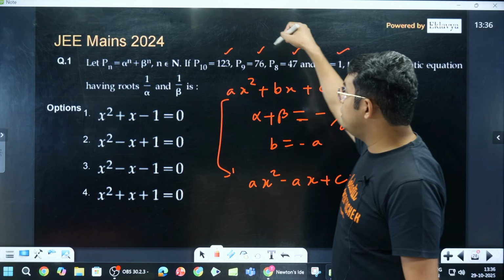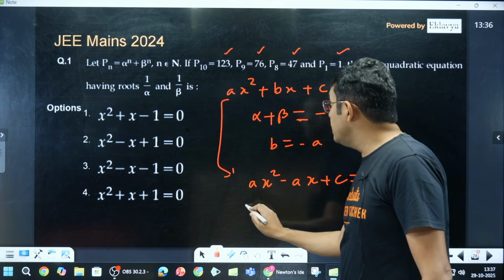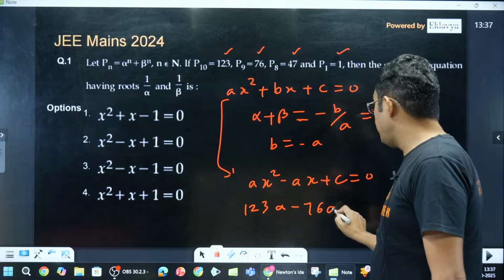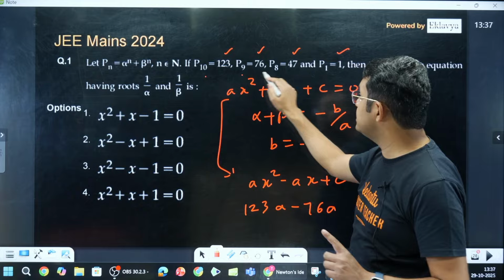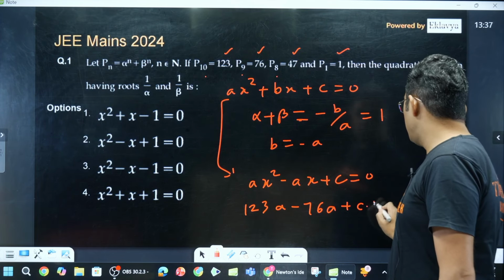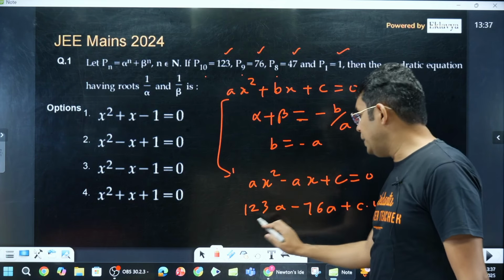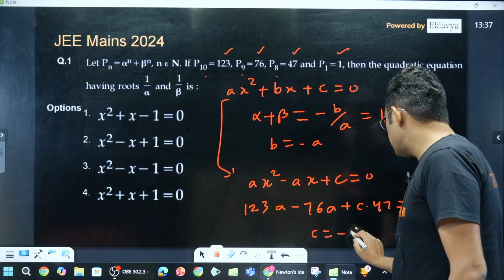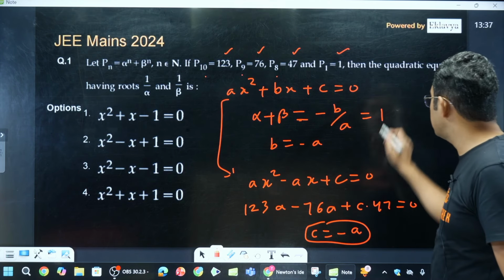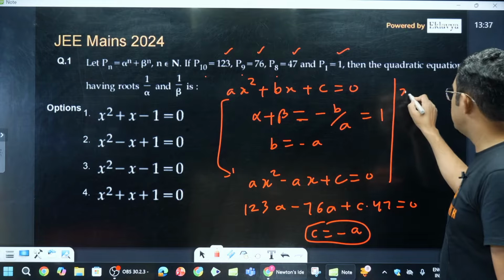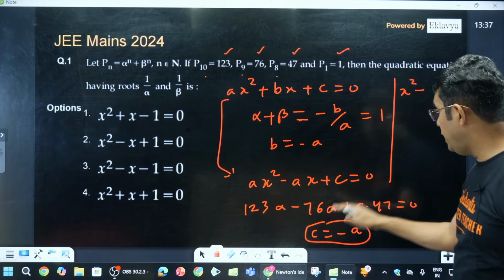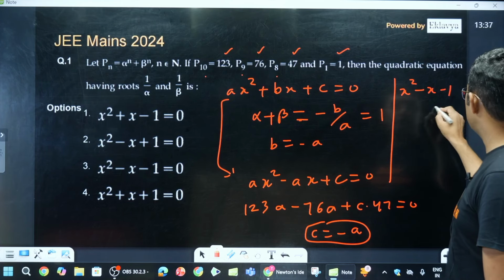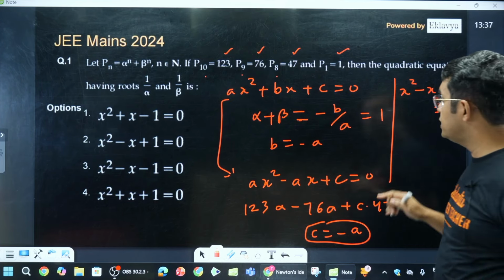Now you put these values of P10, P9, P8. So it will be 123a minus 76a, because this is 10, then 1 degree less, then 1 degree less, plus c into 47 is equal to 0. I think 123 minus 76 is also 47. So c is coming out to be minus a. So the quadratic is x square minus x minus 1 equal to 0, which will have roots alpha and beta.